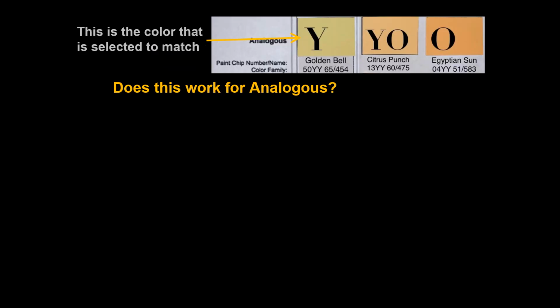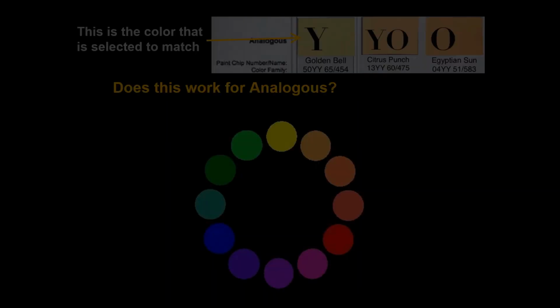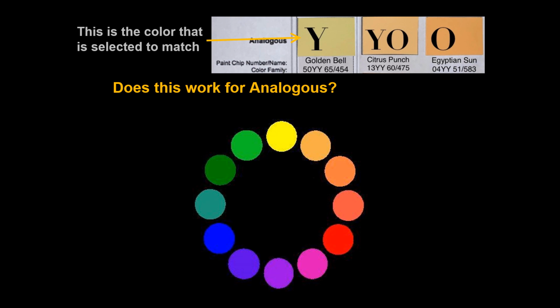All right, so here's an analogous color scheme a student submitted at one time. The question I have for you is, does this work for analogous? This is the major color that they put there, and then they put these two next to it, saying these are the analogous colors. Well, let's take a look at that. Here's the color wheel, and we're saying that yellow is the main color, right? That's what I'm telling you. So here's the main color.